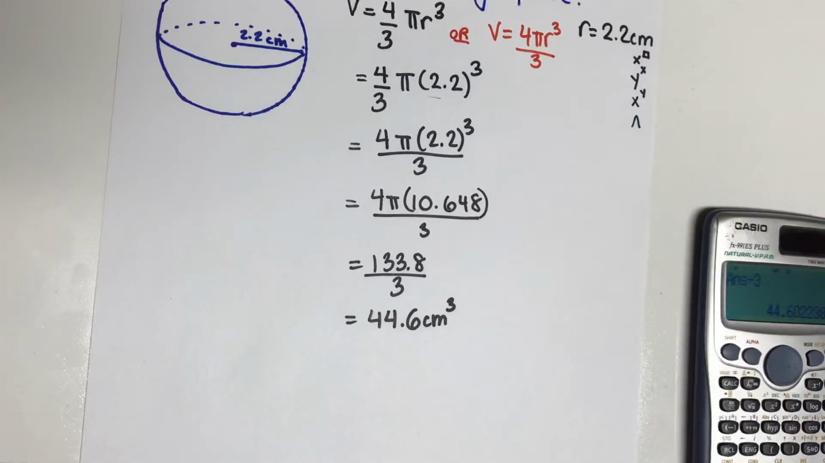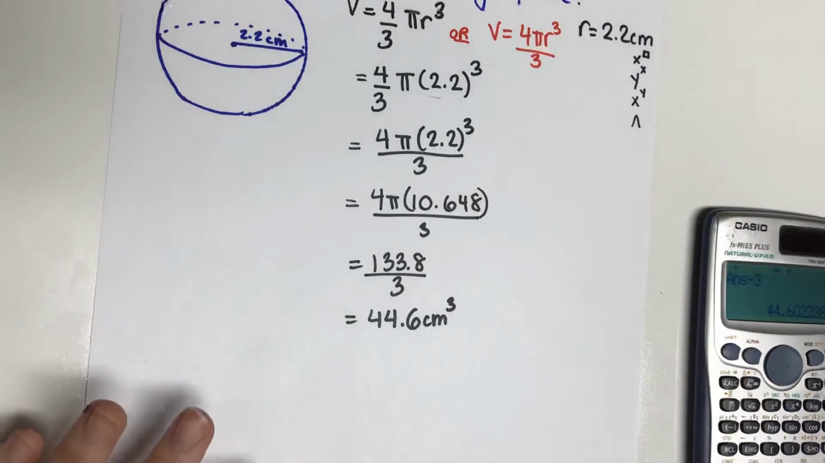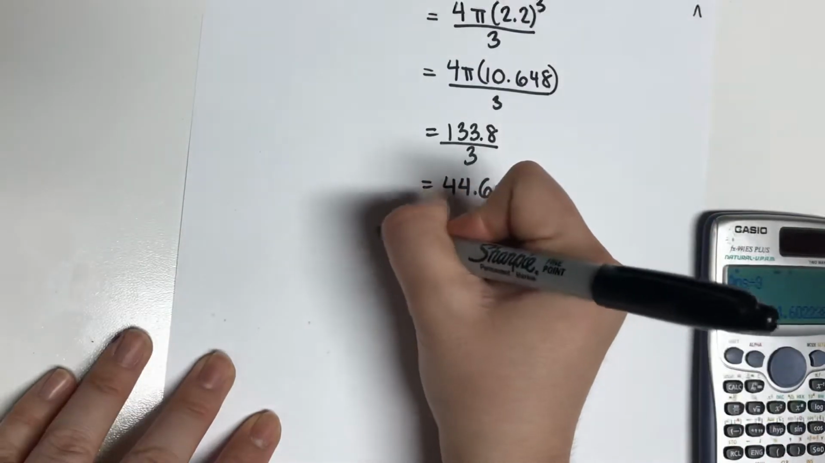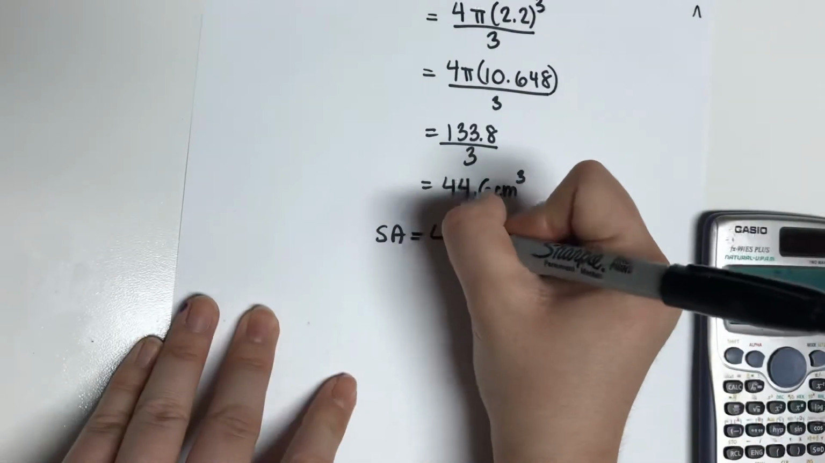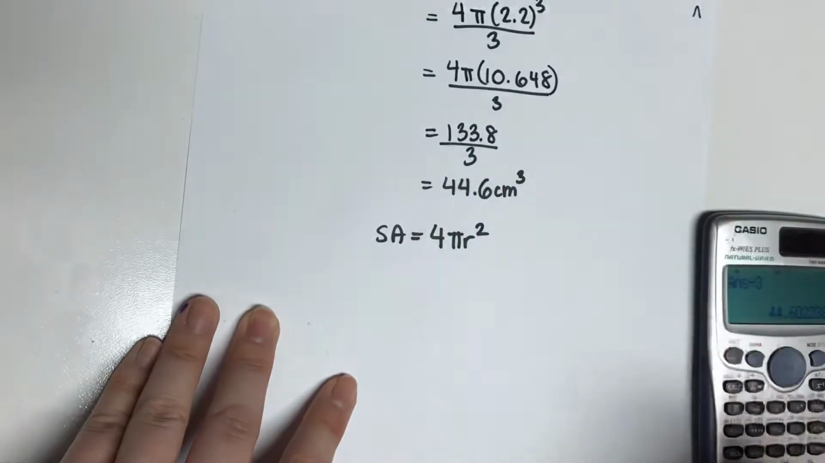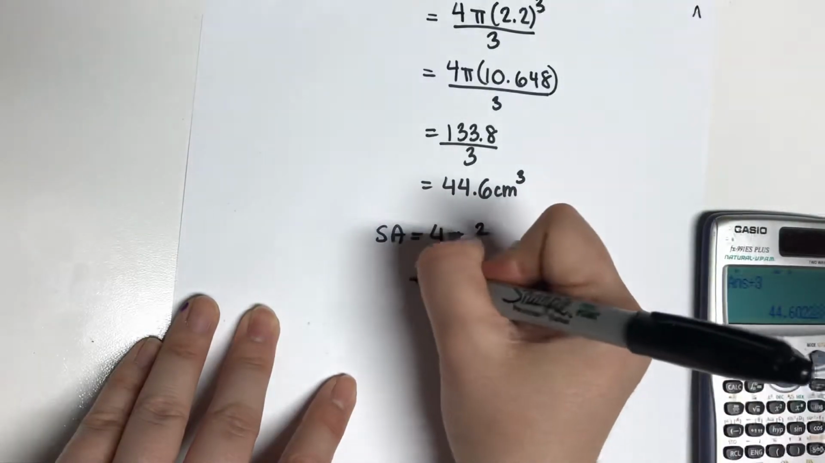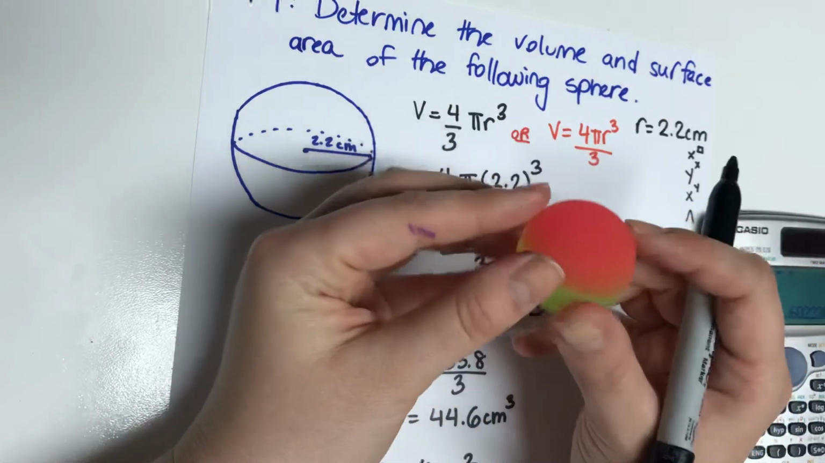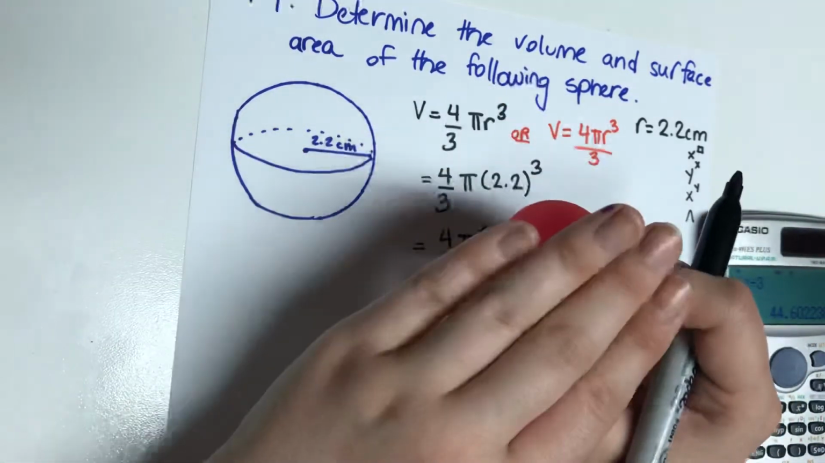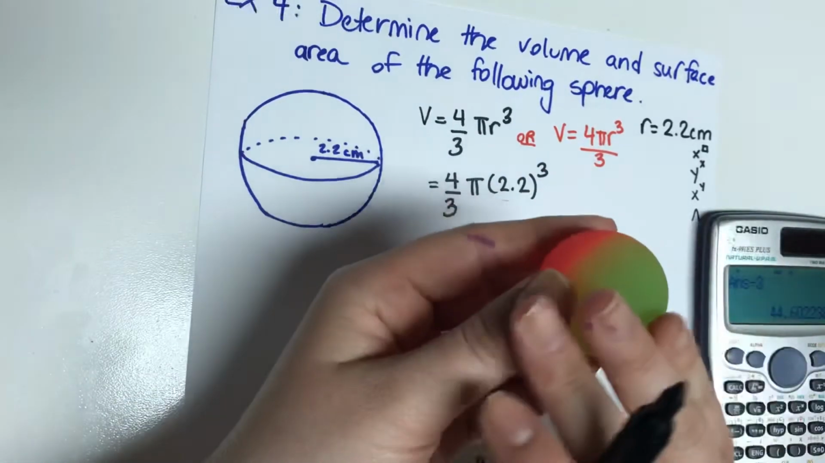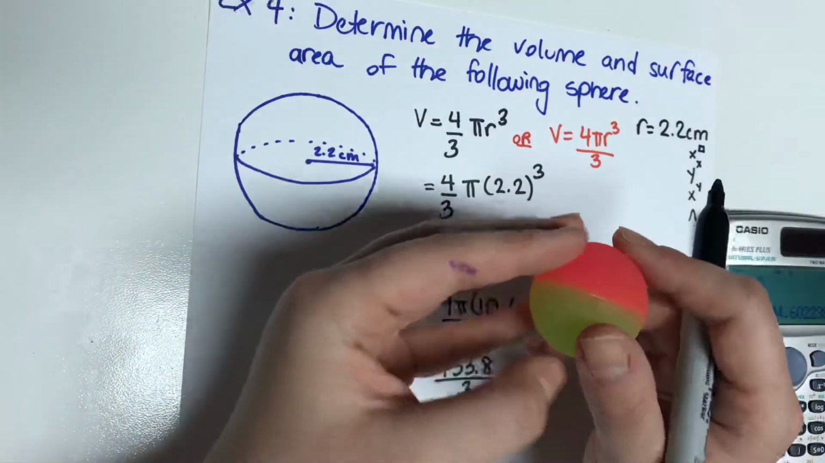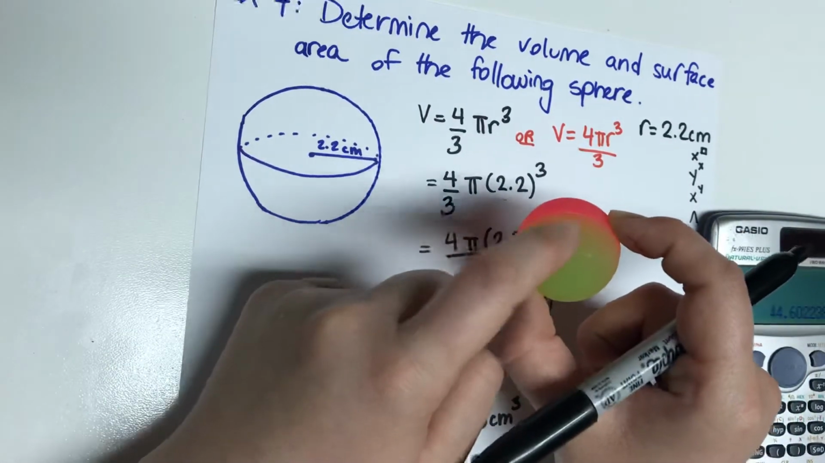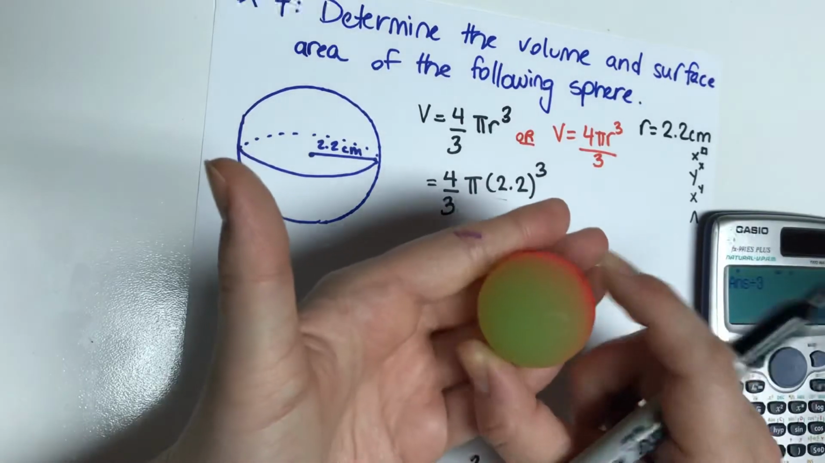Next, I'm going to find the surface area, which is a little bit simpler in this shape. I'm just going to do it down here. So surface area is equal to 4 pi r squared. And surface area is, it's a little bit harder to visualize on a sphere, but it's this outside part. How much it would take to cover the outside of the ball, not the inside. Volume, when I was finding volume, that's the amount of space inside. Surface area is on the outside.